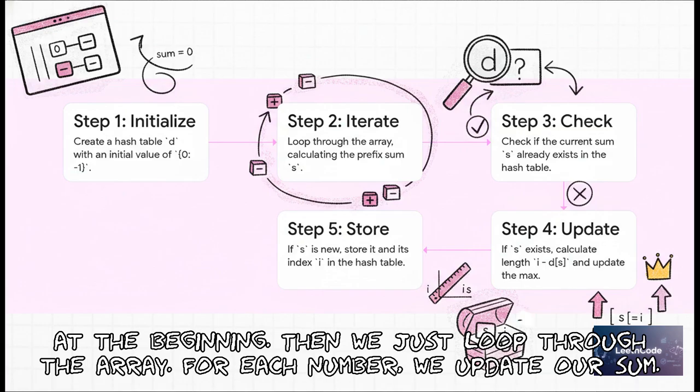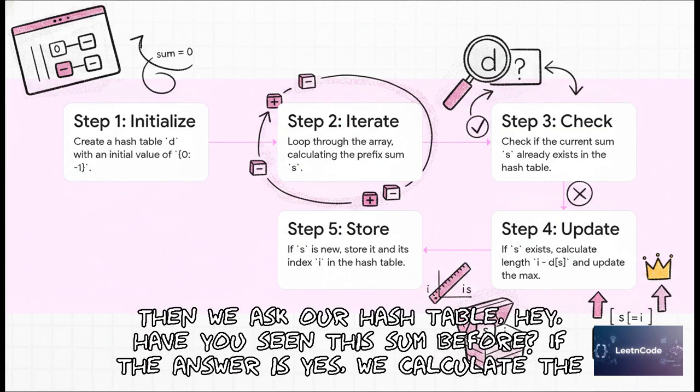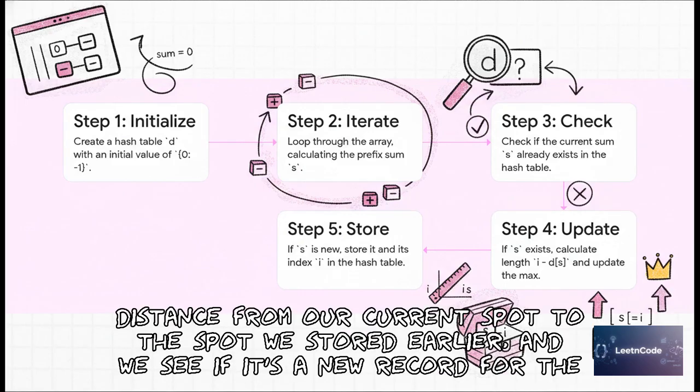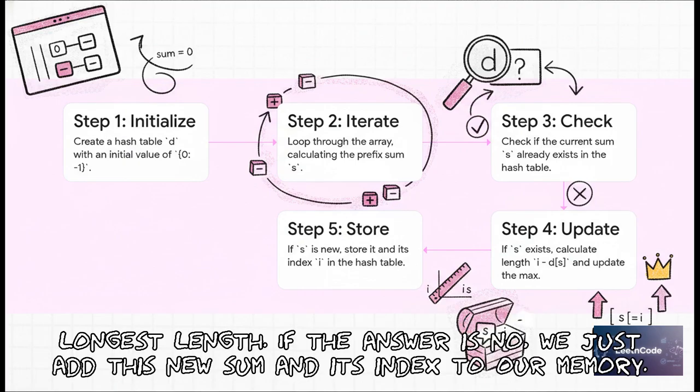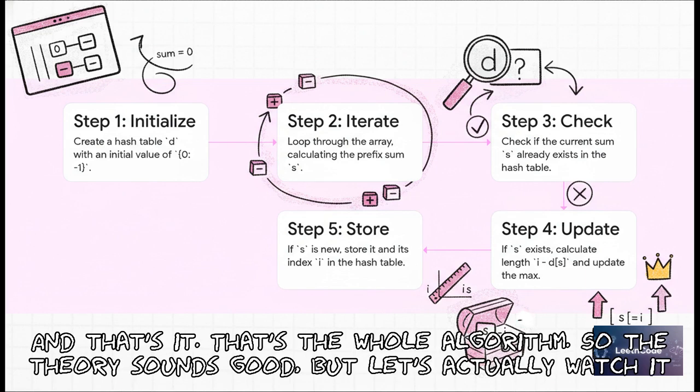For each number, we update our sum. Then, we ask our hash table, hey, have you seen this sum before? If the answer is yes, we calculate the distance from our current spot to the spot we stored earlier, and we see if it's a new record for the longest length. If the answer is no, we just add this new sum and its index to our memory. And that's it. That's the whole algorithm.